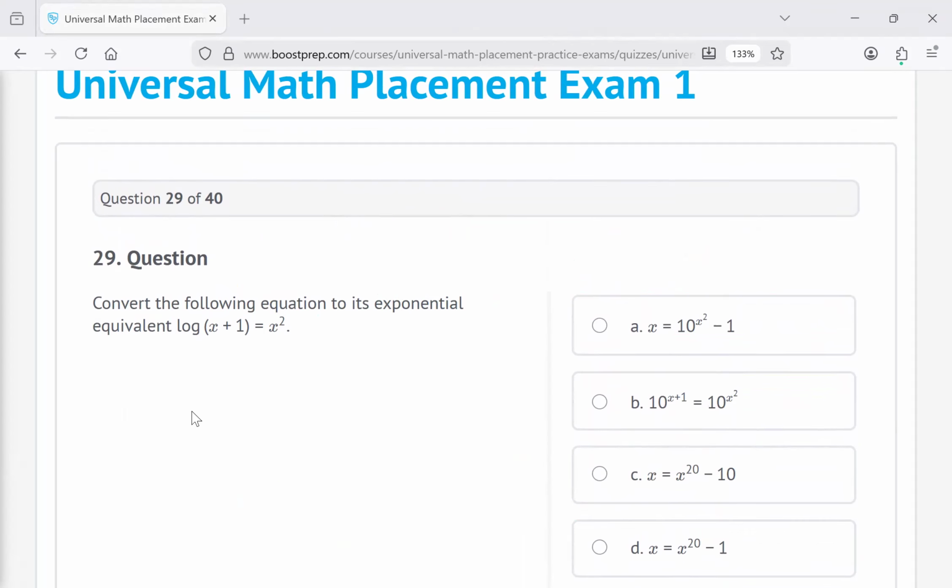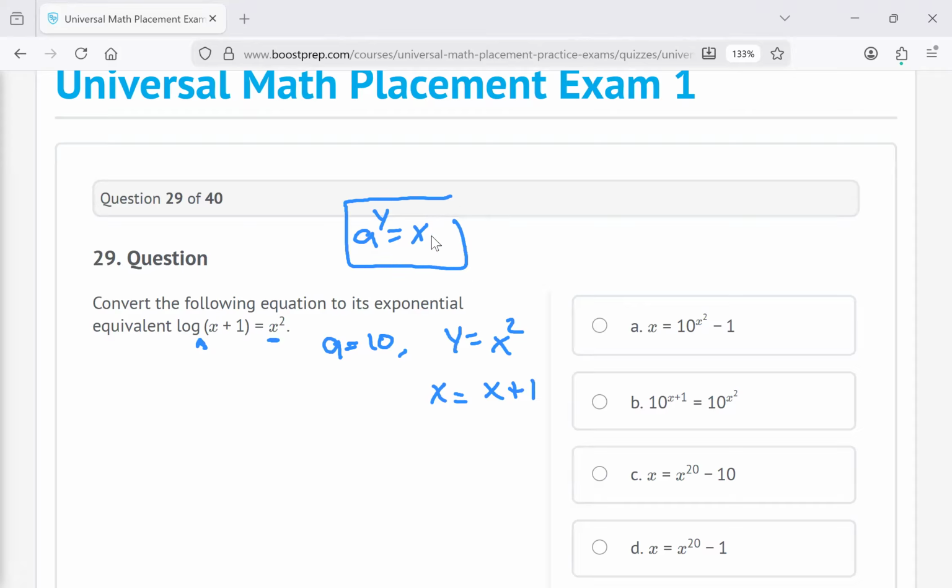29, convert the following to exponential. So 29 is just like 28. You have to put it in power form, a to the y equals x. So my base, I don't see a base. What happens if you don't see a number here? It's automatically 10. My y is on the left or the right side of the equal sign, so my y is x squared. And my x is always near the log or in the parentheses, so it'd be x plus 1. So put it in the power form: a is 10, y is x squared, and x is x plus 1.